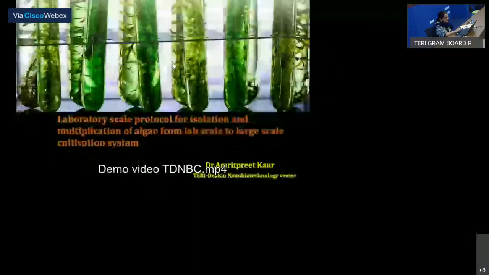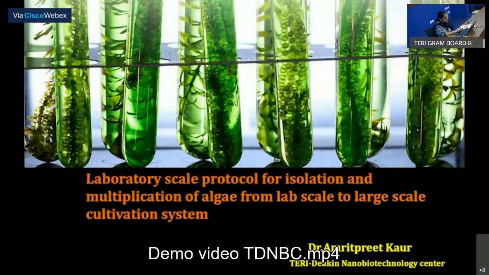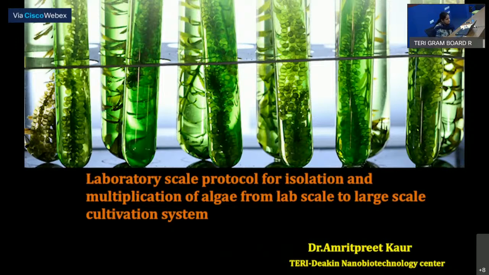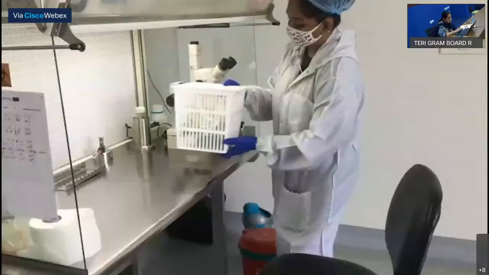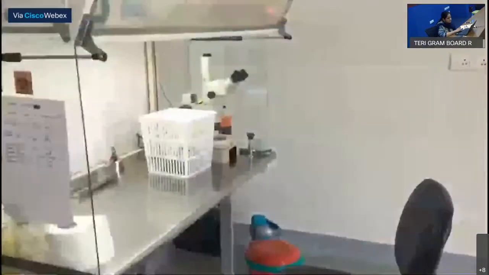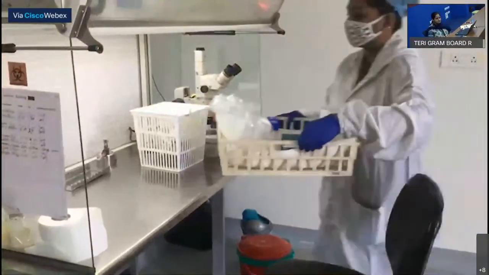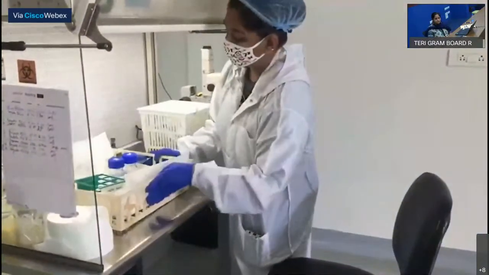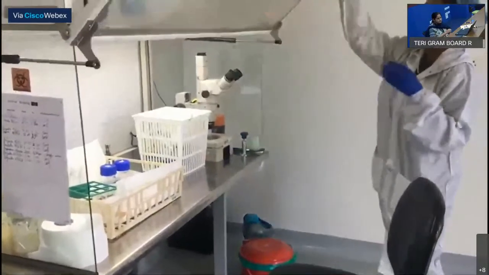We are here demonstrating a process for a lab-scale protocol for isolation and multiplication of algae from small-scale to large-scale cultivation. The utmost important thing is that before we proceed with any work related to algae isolation, all the necessary glassware and plasticwares need to be properly sterilized and kept under UV for 20 minutes.